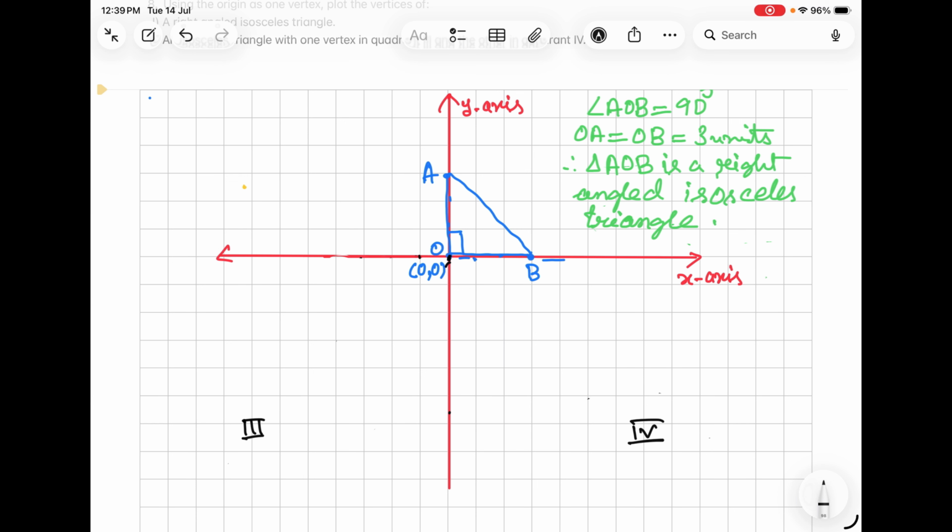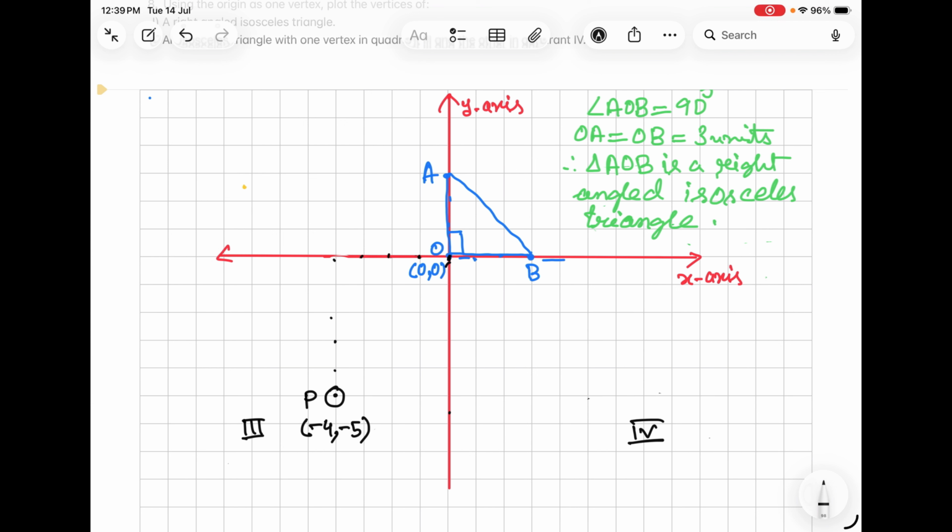In the third quadrant, anywhere we can take the second vertex of the isosceles triangle. Suppose I am taking it here. Name it P. Now check the quadrant of this point. 1, 2, 3, 4: minus 4 is the x coordinate, and for the y coordinate, 1, 2, 3, 4, 5: minus 5. So minus 4 and minus 5 are the coordinates of point P, which is the second vertex of the isosceles triangle.